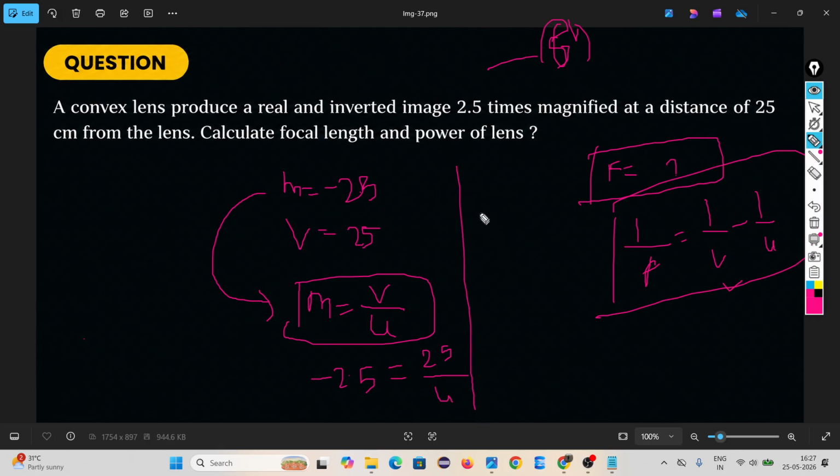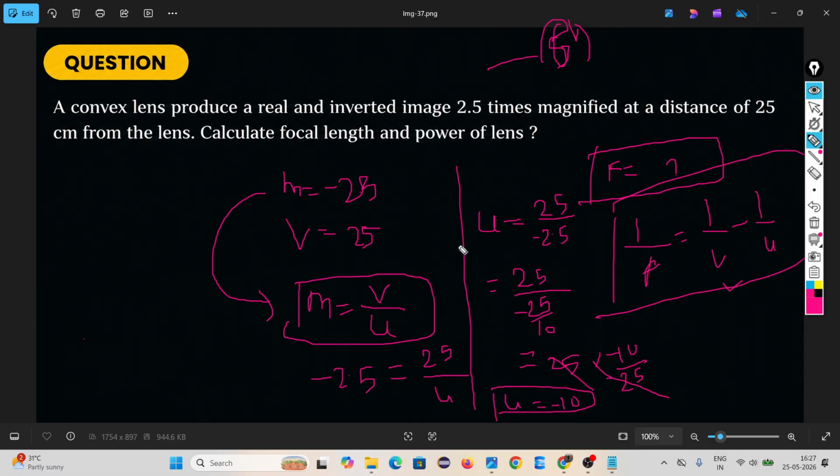So u equal to 25 upon 2.5, with minus. 25 upon 2.5 equals 25 into 10 upon 25. Are you looking? Minus, always minus, because minus is there. 25 cancel. U equal to minus 10. You know, u is always minus in any case. Okay, now we have found u.